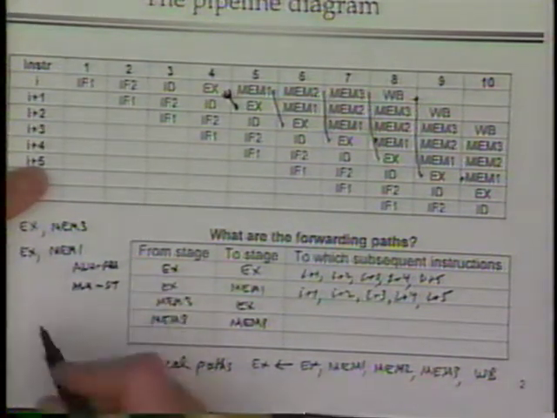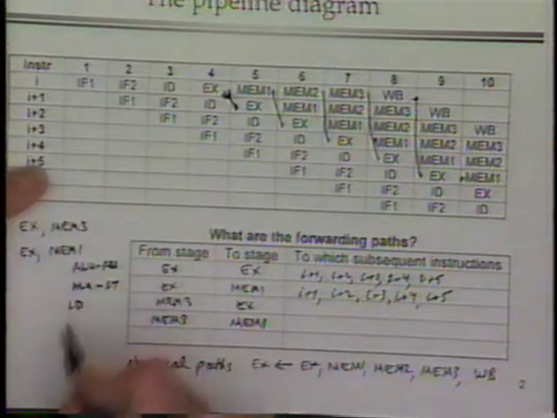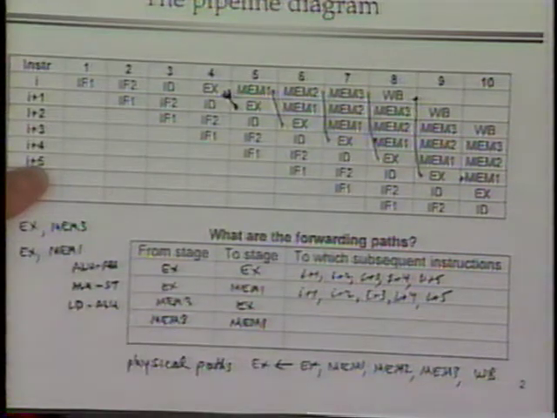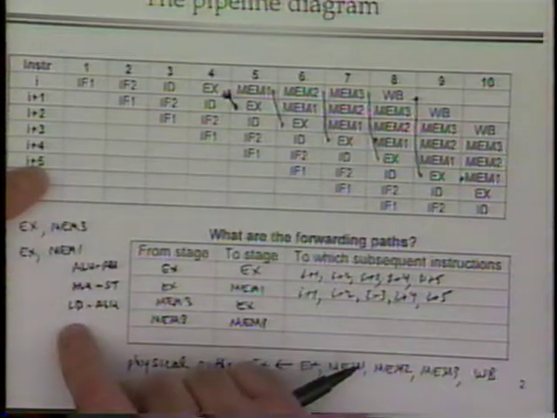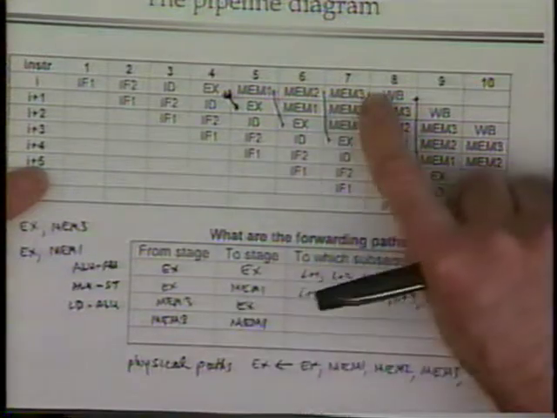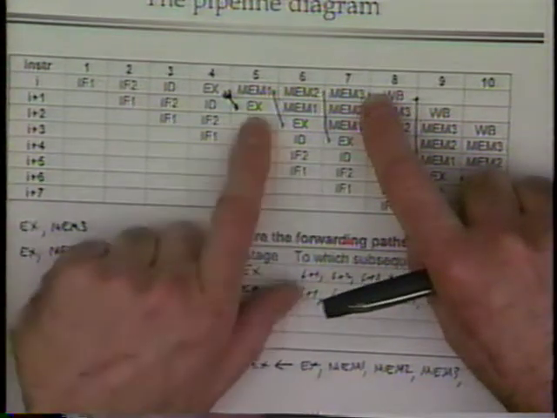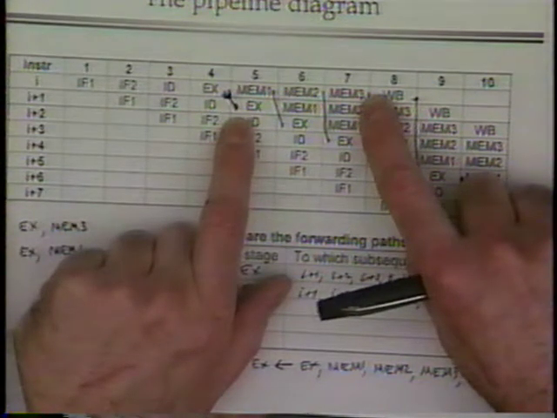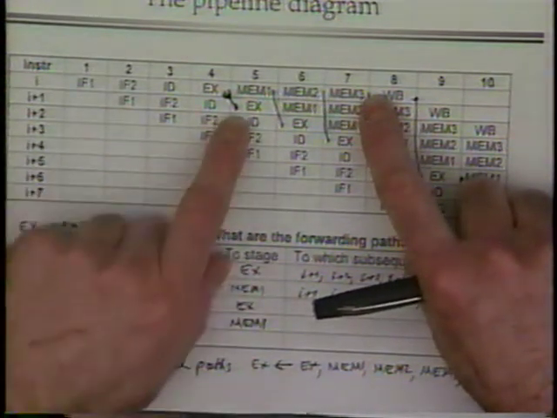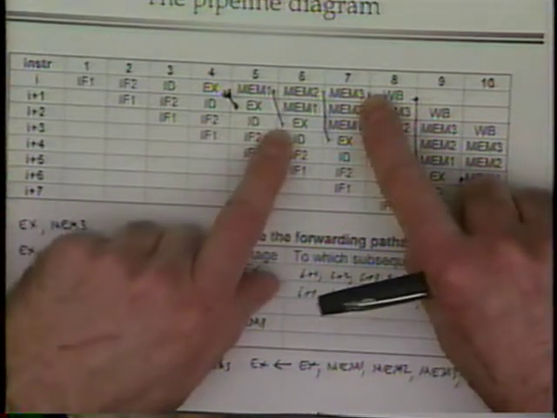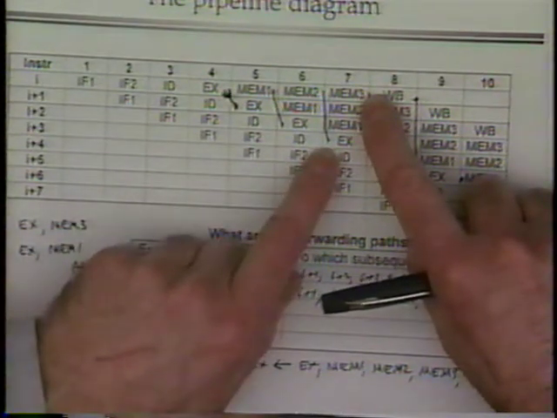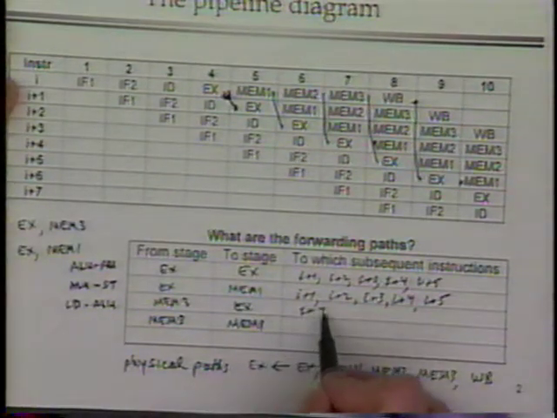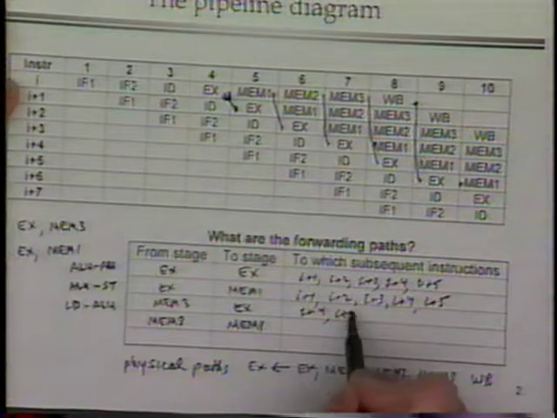Okay, what about mem3 followed by an execute? Well, that's a load, the output of which is coming from mem3, followed by an ALU operation. Well, the output is coming from mem3. The input is going to execute of the following instruction. And again, this is one of these backward in time type things. No can do. Can't do it for instruction I+1. Can't do it for instruction I+2. Can't do it for instruction I+3. First instruction we can do it for is I+4. And we can also do it for I+5.